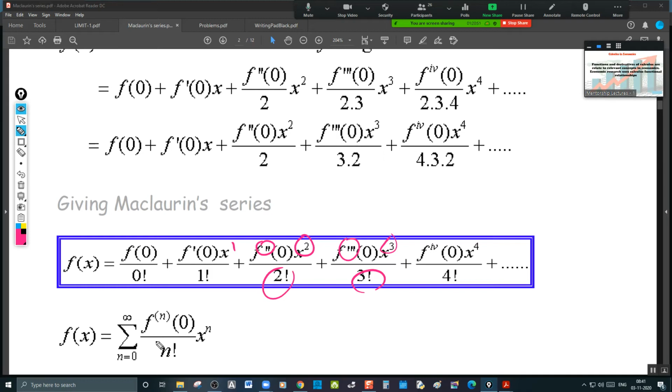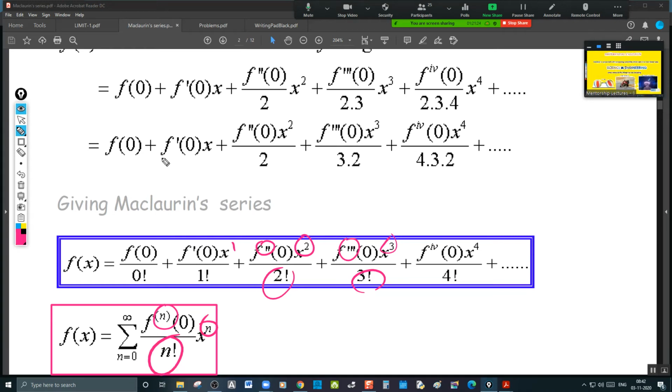This one is in packed form, that is, in summation notation. f(x) is equal to sigma of the nth derivative of f at 0 divided by n factorial into x power n. It can be easily remembered because whatever the derivative order is, that will be the power of x, and that will be the factorial. And it runs from 0 to infinity. Now, let me explain that.